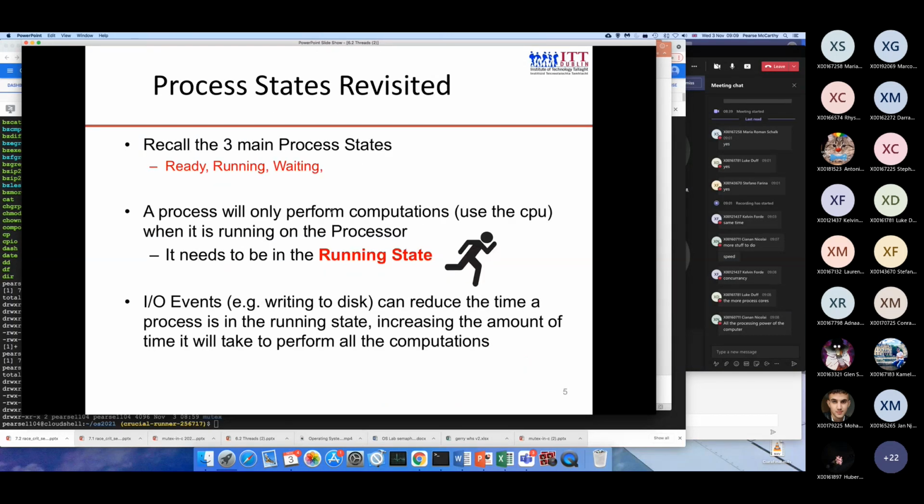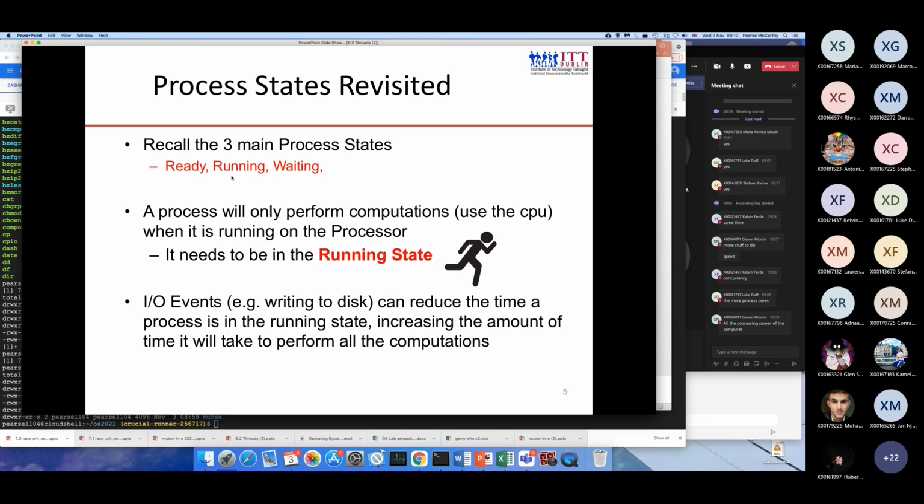So let's just have a think back to our process states. Remember, we had 3 main ones, right? We won't get into suspension and resumption here, right? So we had ready, running, and waiting. We'll all remember that, right? So a process will only perform computations, fancy word for it, use the CPU, when it's running. So fair enough, if your process is in ready or in waiting, you're not actually using the CPU. Some other joker is using it, okay?